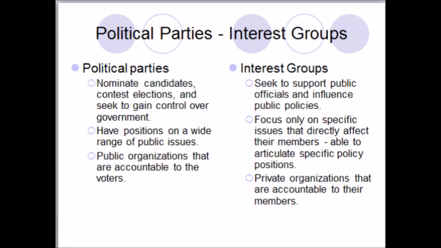How are political parties and interest groups different? Well, a political party nominates candidates, contests elections, and seeks to gain control over the government, where an interest group is just looking to support public officials and influence public policies. A political party is responsible for having positions on a wide range of public issues, where an interest group focuses on a specific issue that directly affects their members. Political parties are public organizations that are accountable to the voters, where an interest group is a private organization that is only accountable to its members.